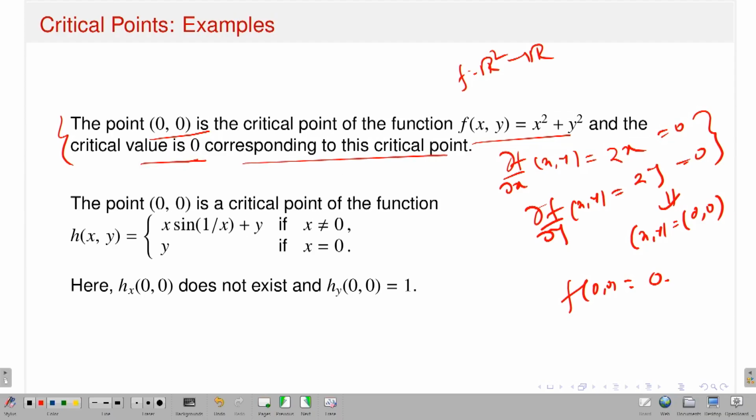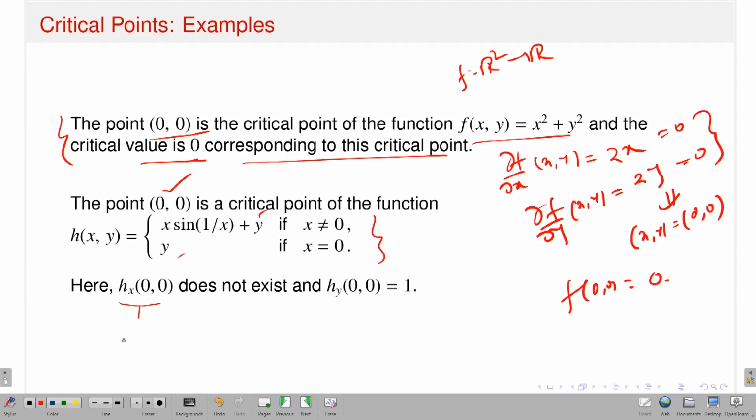This is one example. Another example: (0, 0) is also a critical point for this kind of function. This sort of function you are already familiar with from my earlier lectures. It is a very nice function except it has a breaking point. What is my breaking point? The breaking point is again (0, 0). For x non-zero, it gives this expression, and for x equal to 0, it gives this one. What I concluded is that the partial derivative of h with respect to x does not exist, whereas the partial derivative of h with respect to y at (0, 0) exists. You can just calculate it.